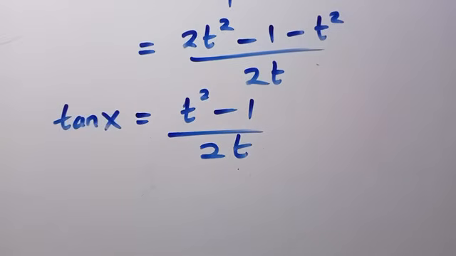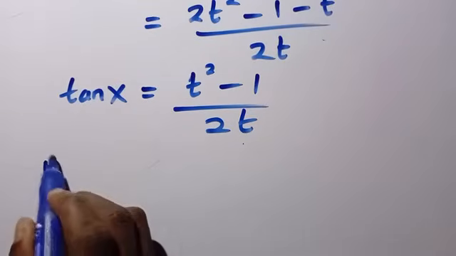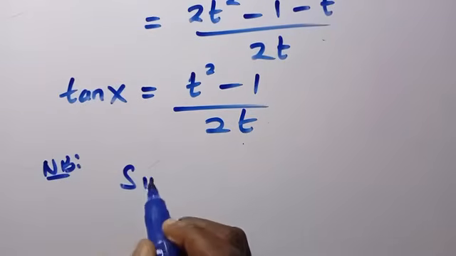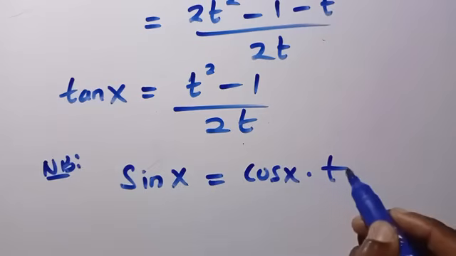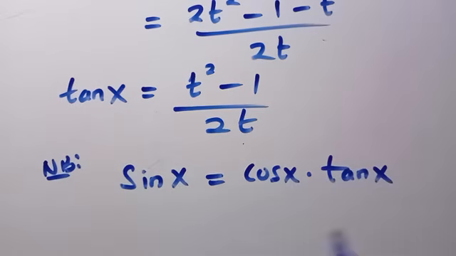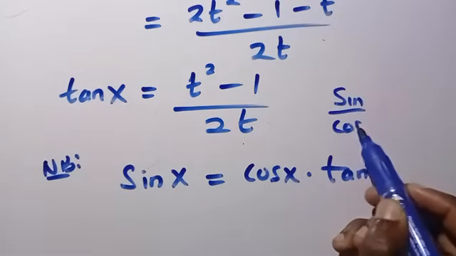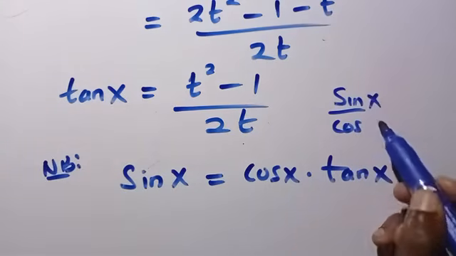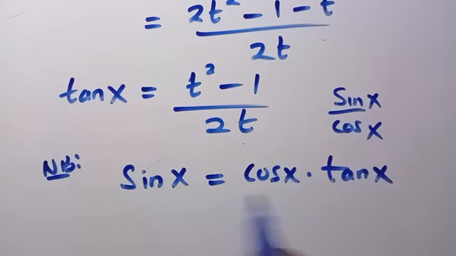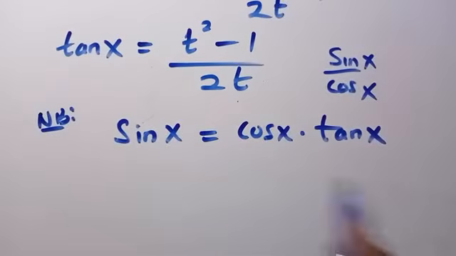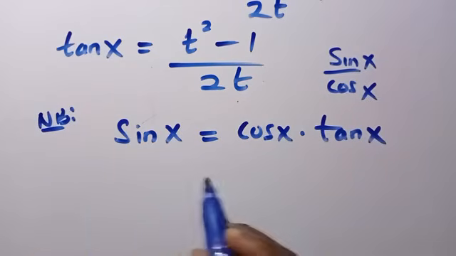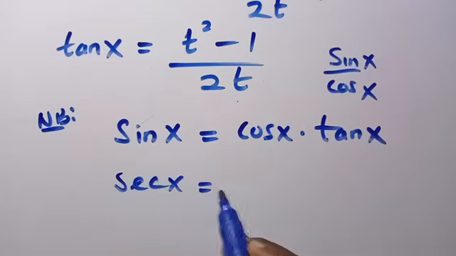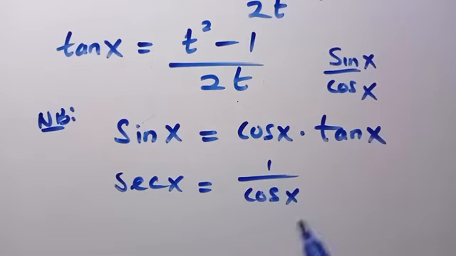To get sine x, let's recall that sine x equals cos x multiplied by tan x. Because what is tan x? Tan x is given as sine over cos, and when cos cancels cos, we are left with only sine x. So this is true. Also, we are only given sec x, we are not given cos x. So to get cos x, we recall that sec x equals 1 over cos x.